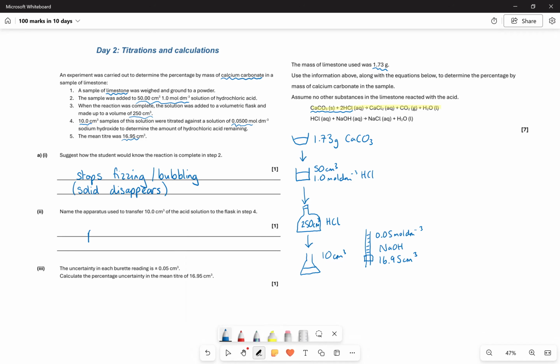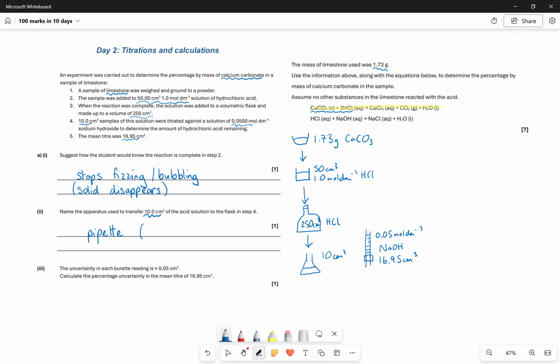Apparatus, we're going to need a pipette. Okay, we cannot be using a measuring cylinder. It says 10.0. You're not going to get that accurate with a measuring cylinder. I would potentially allow a burette, but really, we're not measuring liquid out. We're not saying I'm going to start here and see how much it takes. We are taking an exact amount each time. So when you see 10.0, 25.0, that tells you it's a pipette.